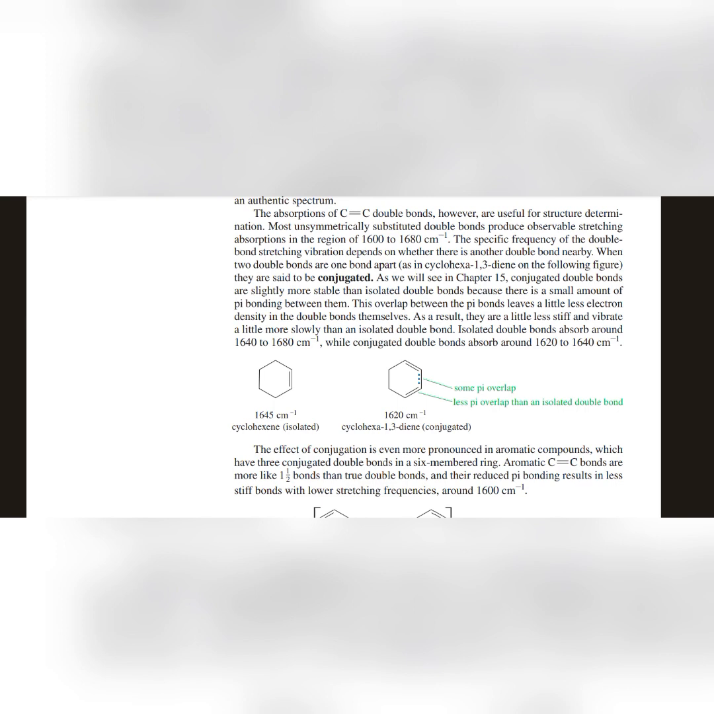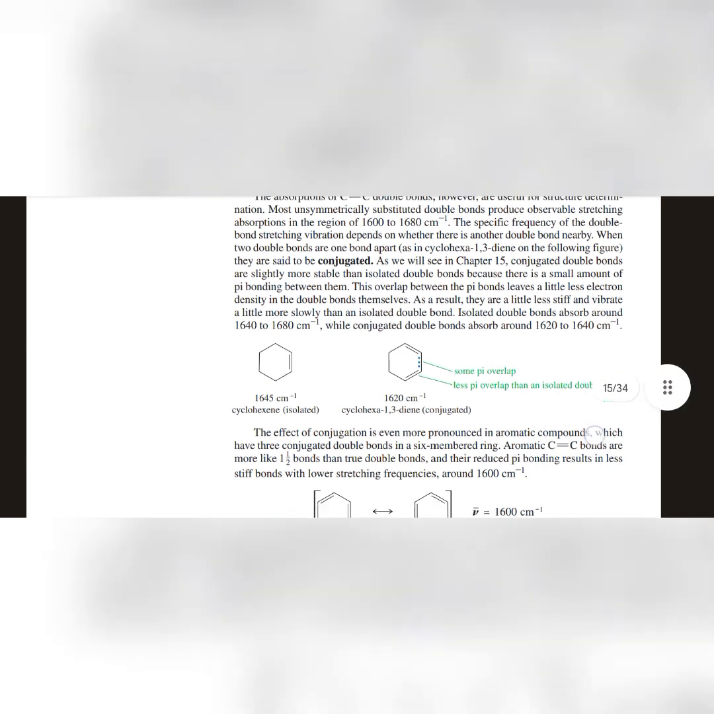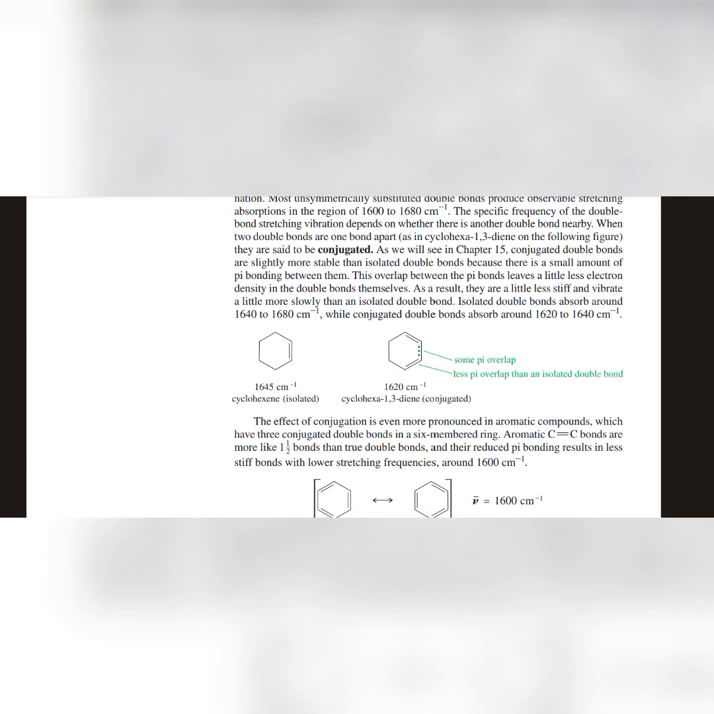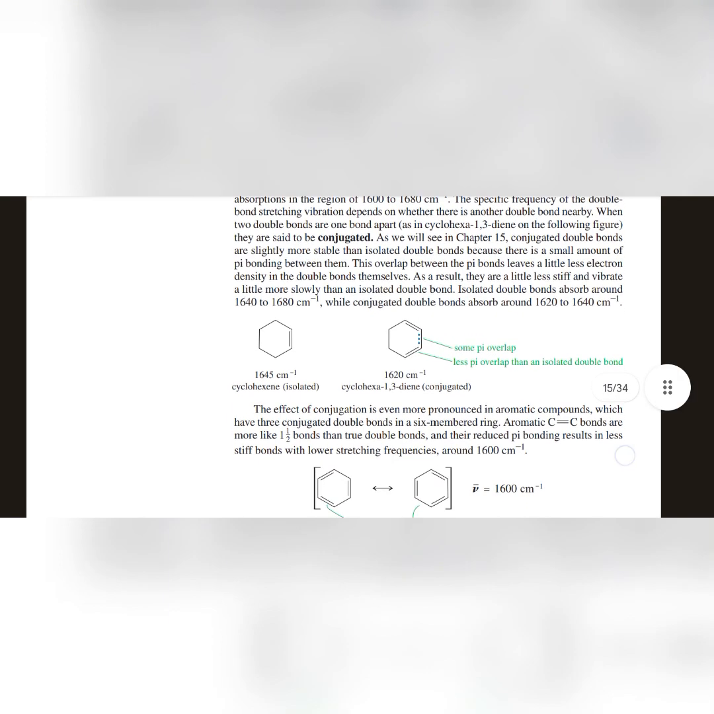As we saw in the previous chapter, conjugated bonds are slightly more stable than isolated double bonds because there is a small amount of pi bonding between them. This overlapping between the pi bonds leaves a little less electron density in the double bonds themselves. As a result, they are a little less stiff and vibrate a little more slowly than an isolated double bond. Isolated double bonds absorb around 1640 to 1680 centimeter inverse, while conjugated double bonds absorb about 1620 to 1640 centimeter inverse.